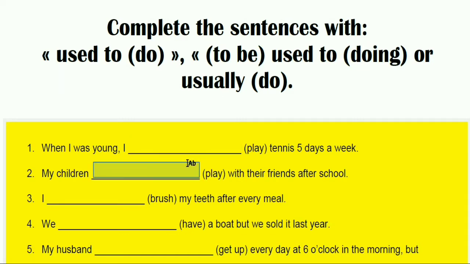Okay, now let's correct the exercise. Number one: when I was young, I play tennis 5 days a week. So you have to think about this sentence, whether it is "used to", "be used to", or "usually do", right? Now, is it in the present or in the past? When I was young, again, I tennis 5 days a week. I mean the verb play.